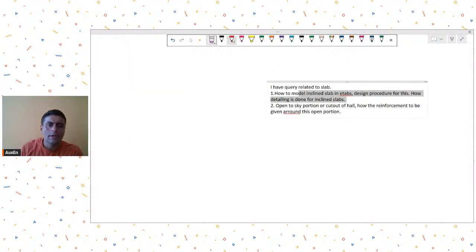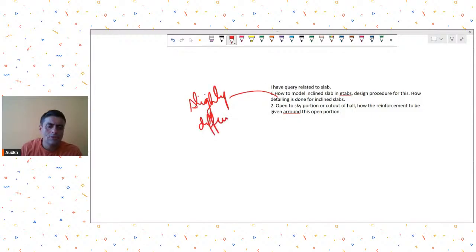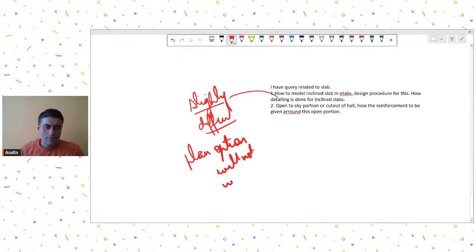So see, modeling inclined slabs is slightly difficult in ETABS. ETABS does not support it quite well. You will not be able to model it using the plan options. Okay, in plan options it won't work. So modeling in plan will not work for you. You will have to model it in 3D.